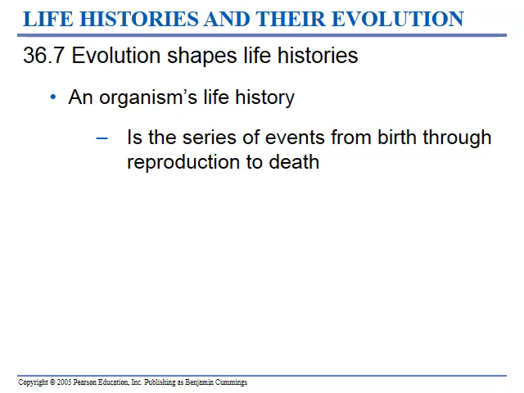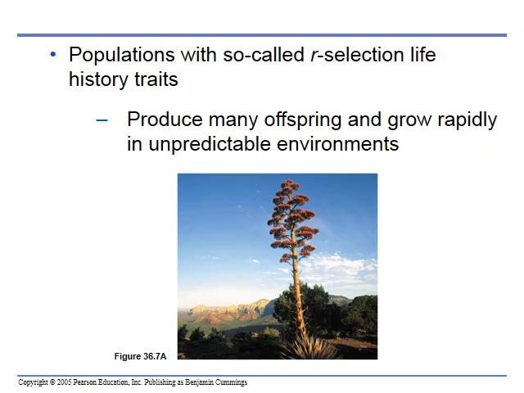Okay. Evolution shapes life's histories. An organism's life history is a series of events from birth through reproduction to death. Mostly what we're going to be looking at when we talk about organisms' life history is when they are reproductively active, how early are they reproductively active, and how many offspring do they produce. Okay, populations with so-called R-selection life history traits reproduce many offspring and grow rapidly in unpredictable environments.